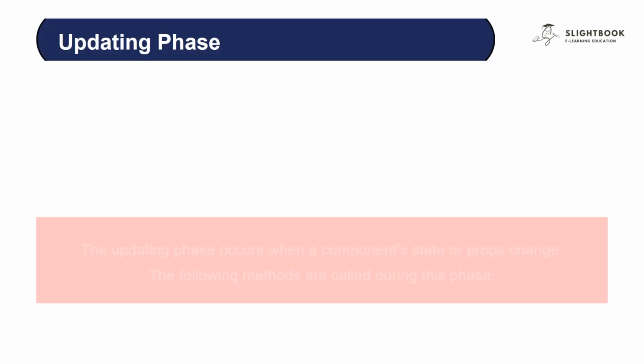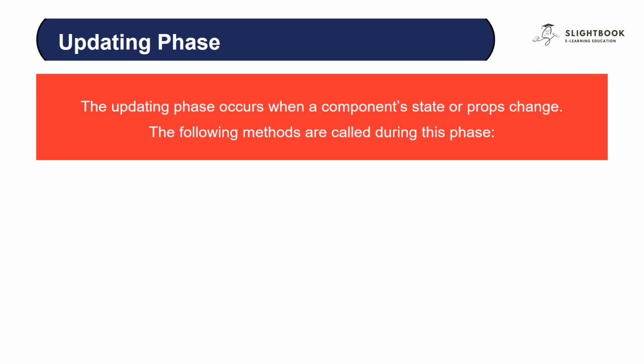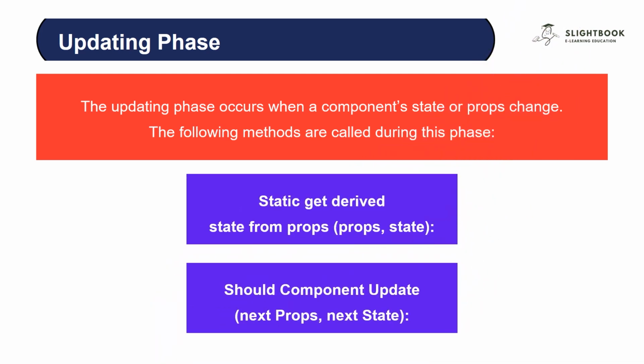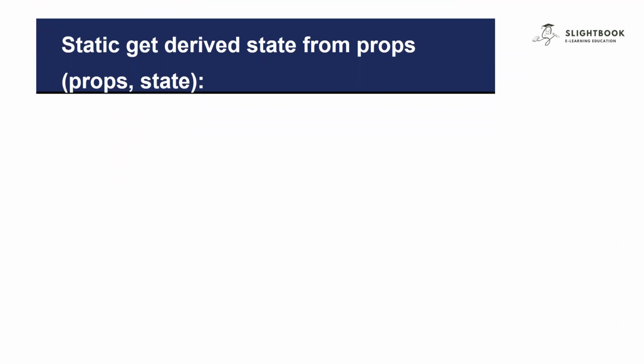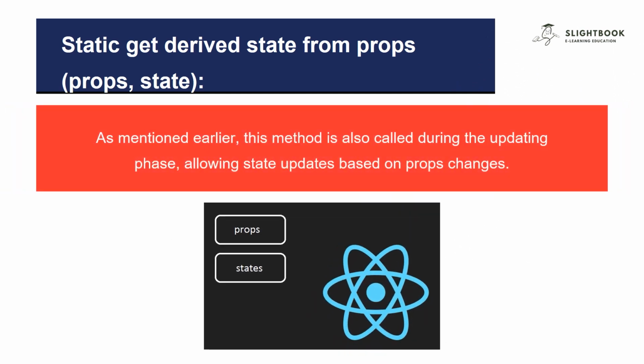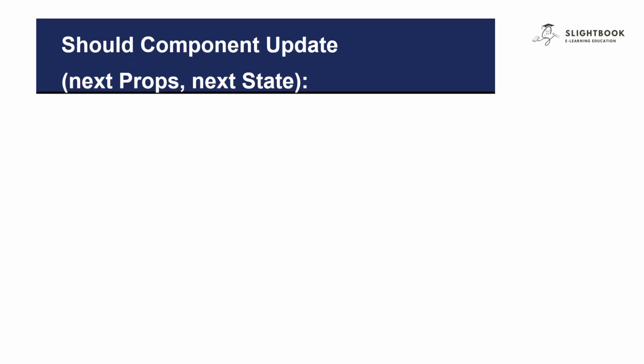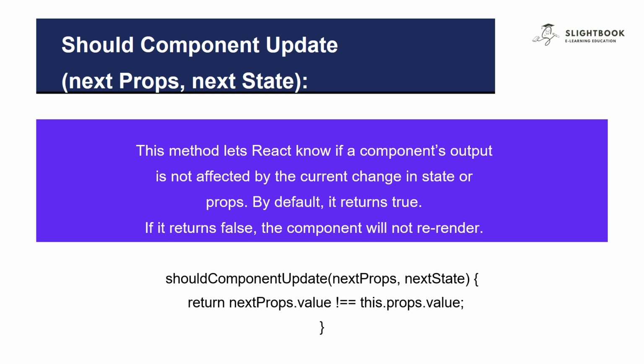Updating phase. The updating phase occurs when a component's state or props change. The following methods are called during this phase: static getDerivedStateFromProps(props, state). As mentioned earlier, this method is also called during the updating phase, allowing state updates based on props changes. shouldComponentUpdate(nextProps, nextState). This method lets React know if a component's output is not affected by the current change in state or props. By default, it returns true. If it returns false, the component will not re-render.